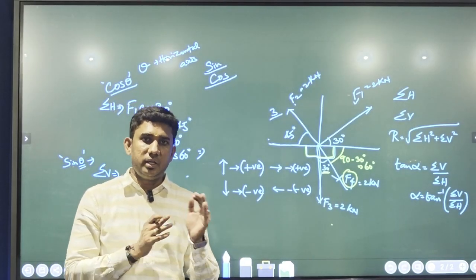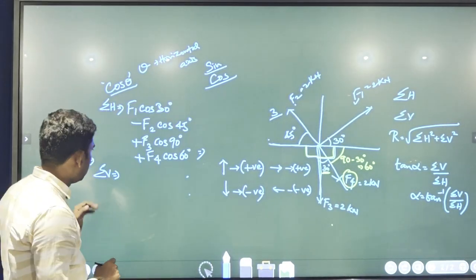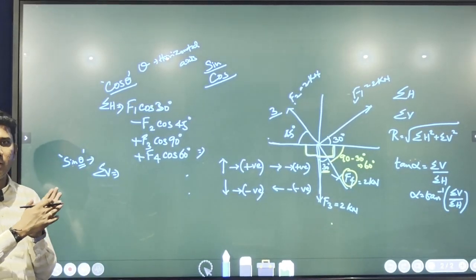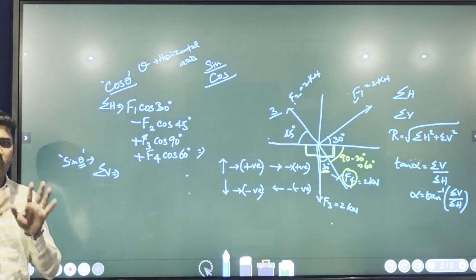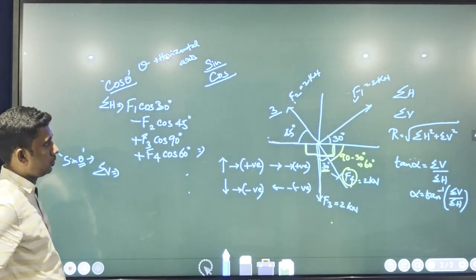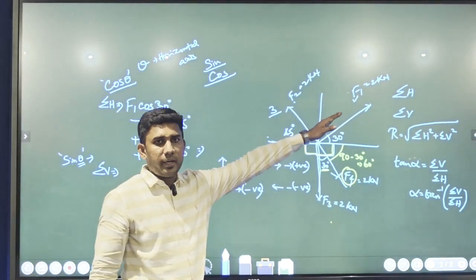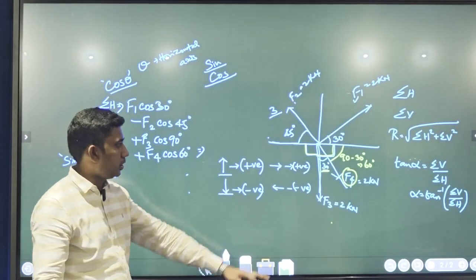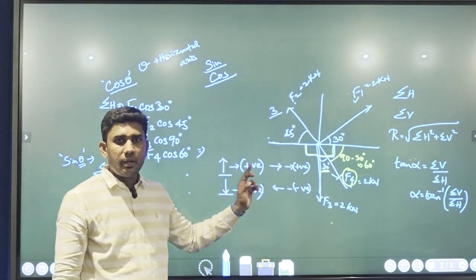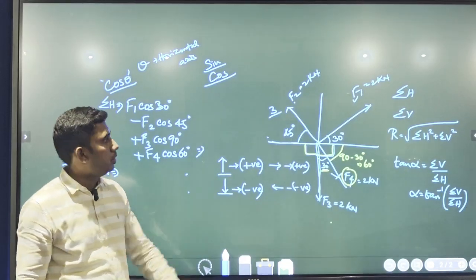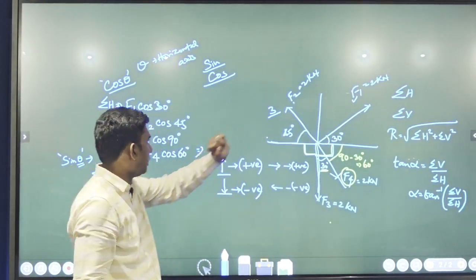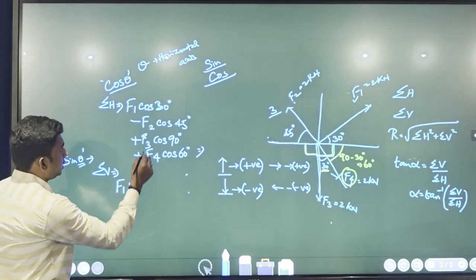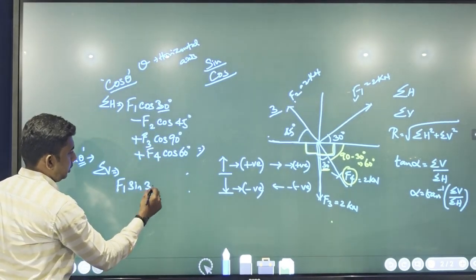Next, how to resolve these forces in the vertical direction. Again, as I said, we can go with the trigonometry sign convention, with the same theta taken from the horizontal axis. For this direction we have to consider upwards and downwards. If it is horizontal, we consider right and left. If it is vertical, we consider up and down. So the first force is going in the upward direction. We can write it as F1 sine. What is the theta that we have taken here? It is going to be 30.